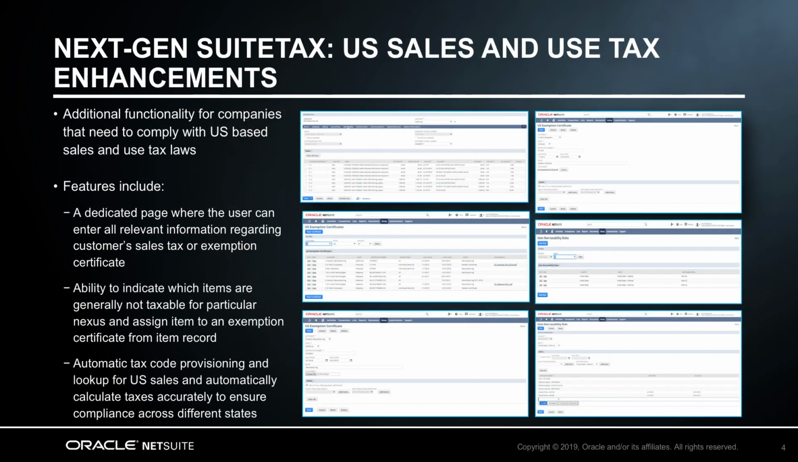SuiteTax has added additional functionality for companies that need to comply with U.S.-based tax laws specifically related to sales and use tax. Features include the ability to enter all relevant information regarding customers' sales tax or exemption certificate on a dedicated page, the ability to indicate which items are generally not taxable for a particular nexus, and assign the item to an exemption certificate from the item record, automatic tax code provisioning and lookup for U.S. sales, and to automatically calculate taxes accurately to ensure compliance across different states.